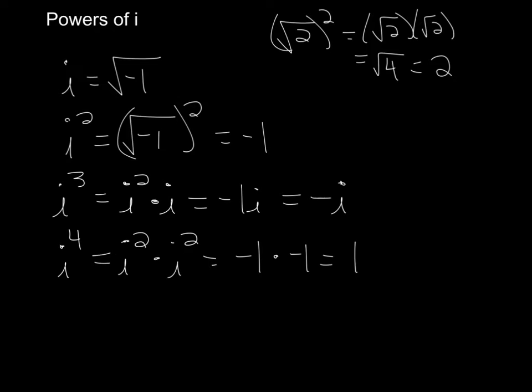Here are the 4 powers of i you have to know. i is just i, the square root of negative 1. i squared is negative 1. i to the third power is the opposite of i. And i to the fourth power is 1. Here's why those are the only 4 powers of i you need to know.